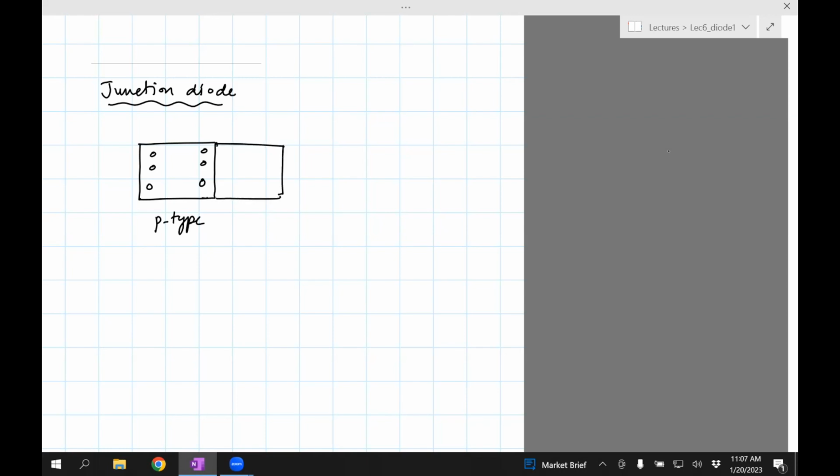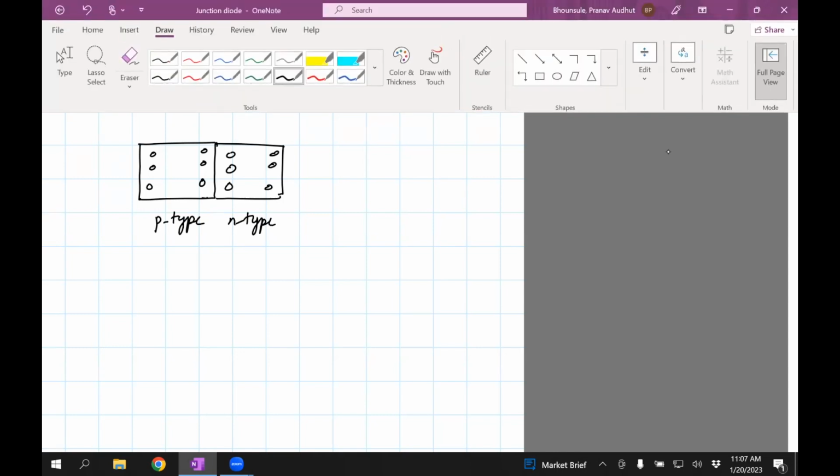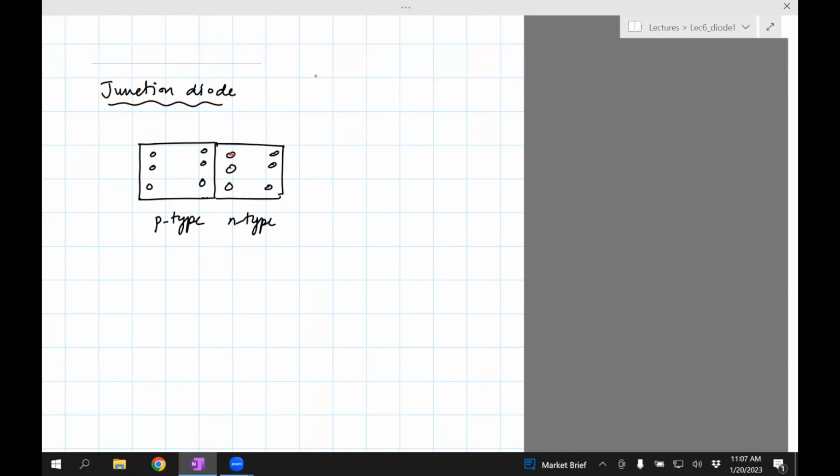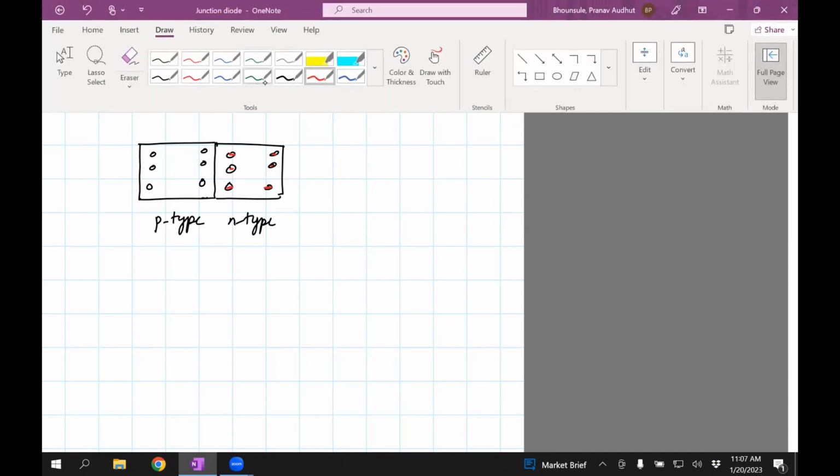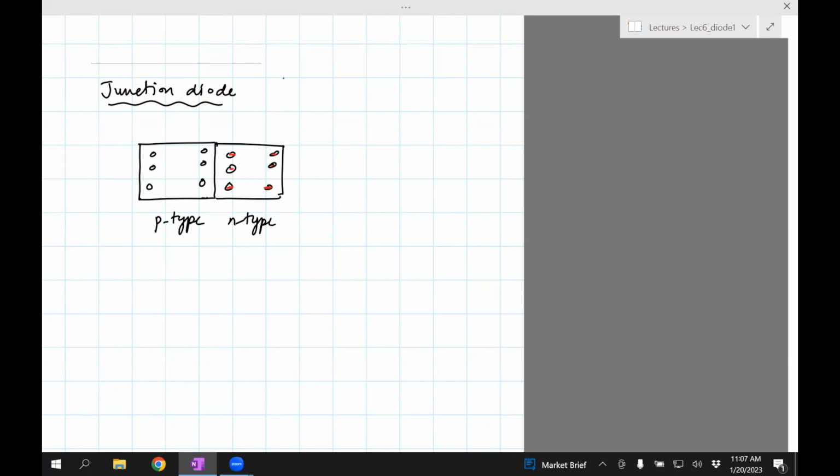And then you connect it to an n-type semiconductor, which is formed by adding arsenic or phosphorus to silicon or germanium. You have an excess number of electrons, and I'll show a negative sign to indicate that there are electrons. So let's say that you take this p-type and n-type, and this is just when it is attached.